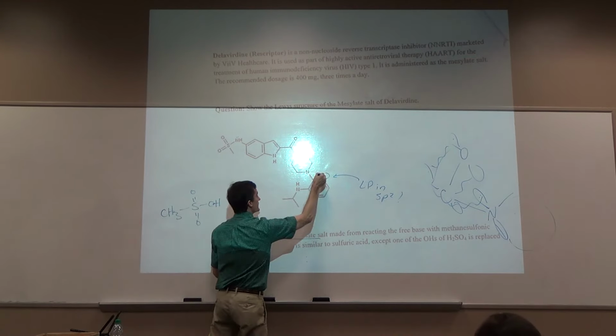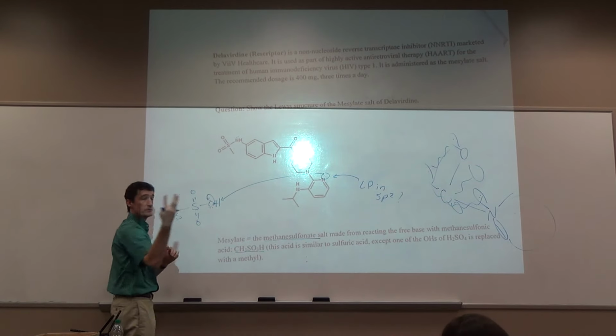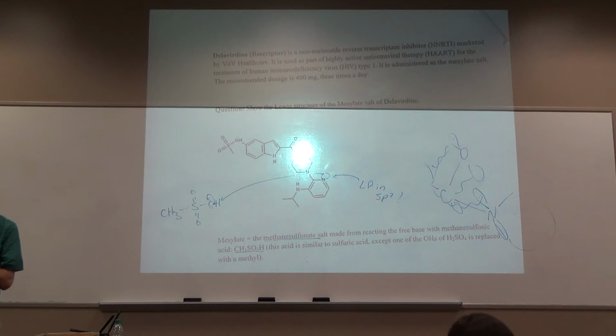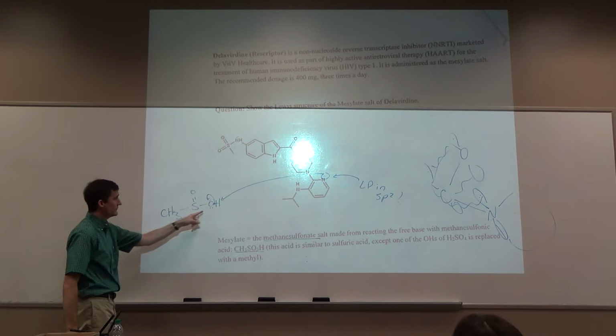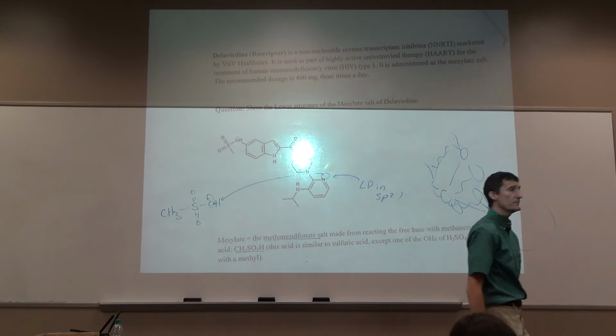These electrons take the H, these electrons stay behind, and you should be able to show that product. Nitrogen will take on the proton and be charged, and you'll have this anion. That anion is called mesylate, and you'll have the mesylate salt.